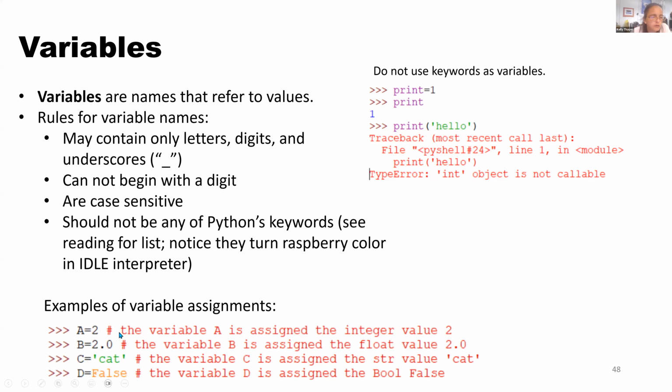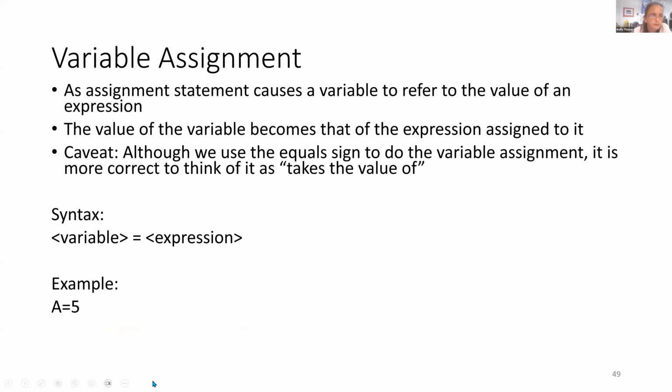So here are some examples of variable assignments. Here's a variable A being assigned to the integer 2. Here's a variable B being assigned to a float, 2.0. C is equal to a string, cat, and D is the Boolean value False. Variable assignment happens when we use a variable and then we make it equal to some expression. The value of the variable becomes that of whatever the expression is that's assigned to it.